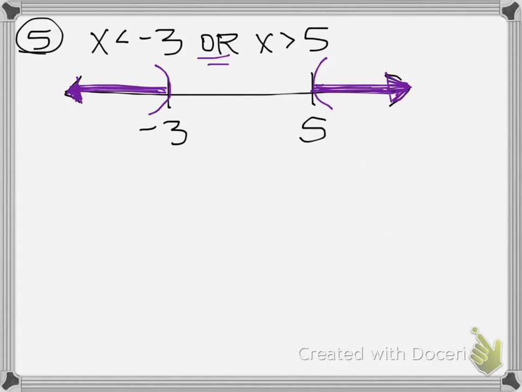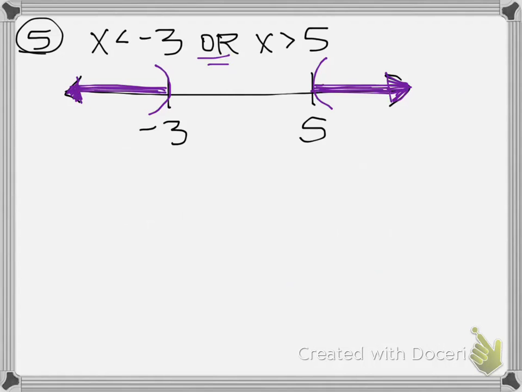If that word or was and, how would that change our answer? Well, if it still said x is less than -3 and x is greater than 5, are there any numbers that fit both criteria at the same time? Can you be less than -3 and at the same time greater than 5? No. So what would your answer be if that word was and? No solution. There would be no answer.